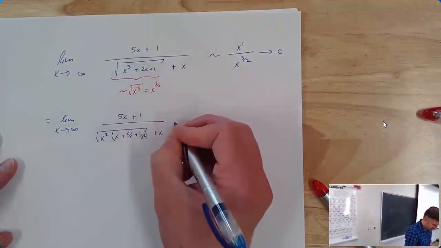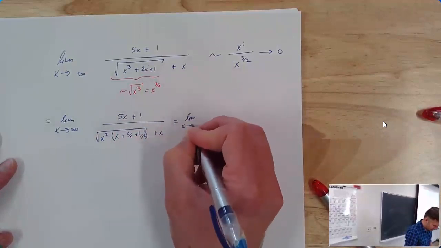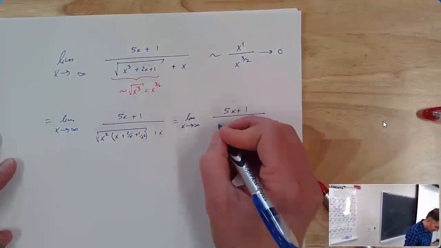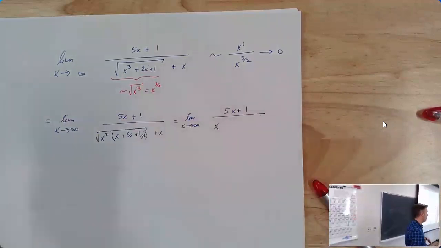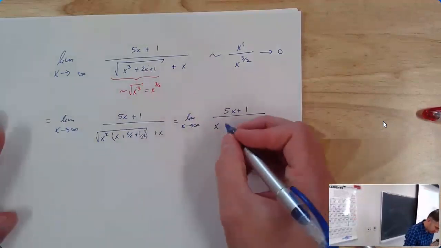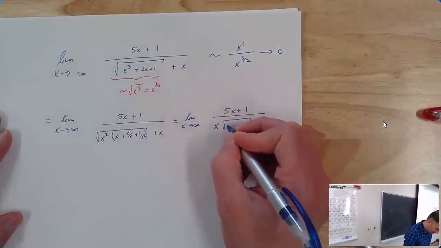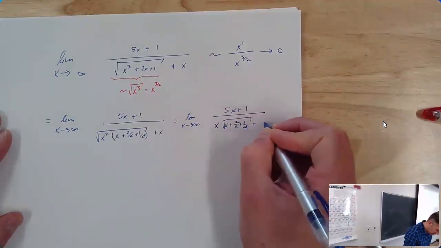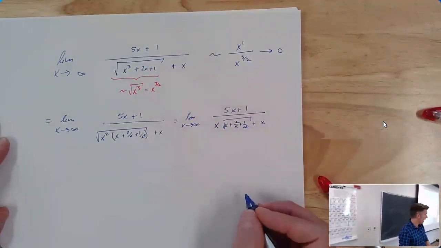Plus x. And then that's going to be the limit as x goes to infinity of 5x plus 1 over x. I'm not going to write the absolute value, that's just positive. And the square root of x plus 2 over x plus 1 over x squared plus x. And then we can divide everything by x.